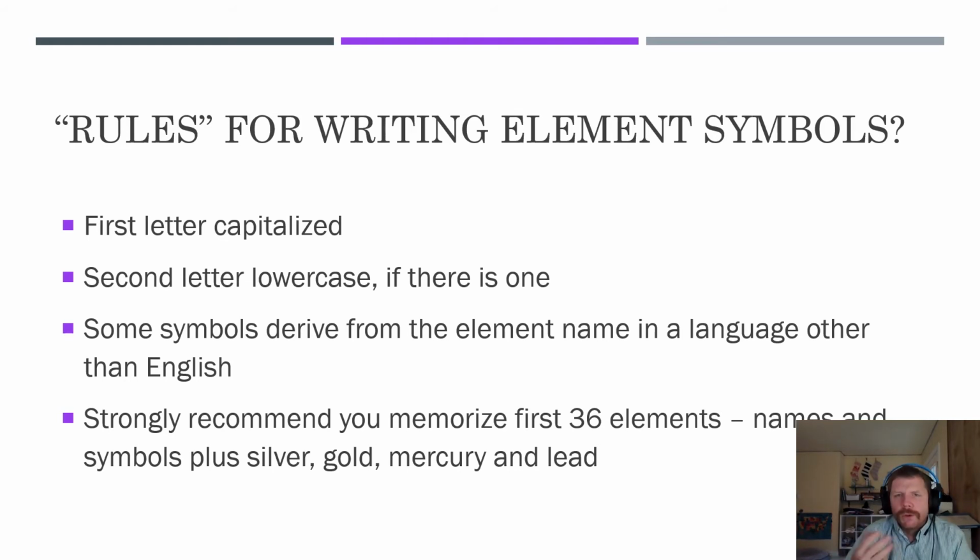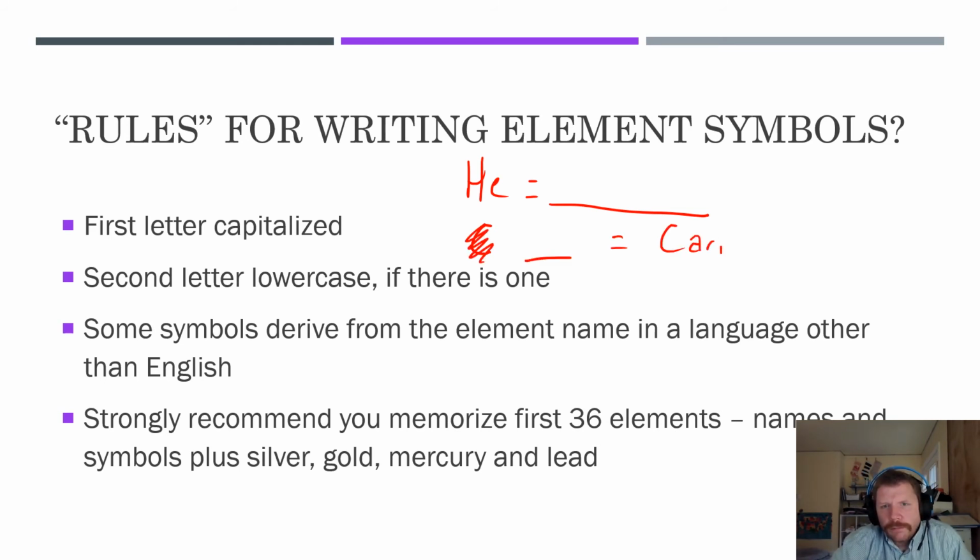And so if you're thinking, well, what am I going to see on a test or a quiz? You would see something like a question that gives you He is equal to what? And then blank is equal to carbon. So the expectation is that you'd be able to see something like He or carbon and say, oh, well, the symbol for carbon is C, and the name that corresponds to the symbol He is helium.